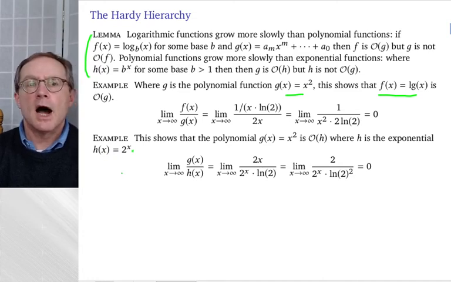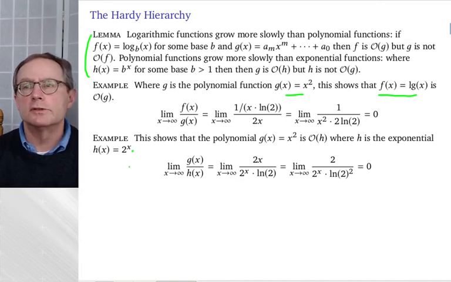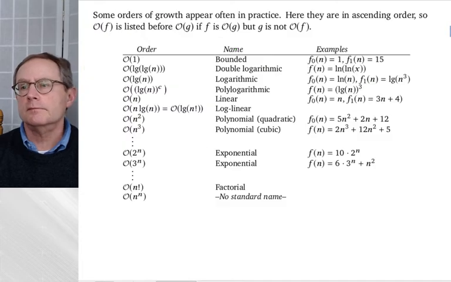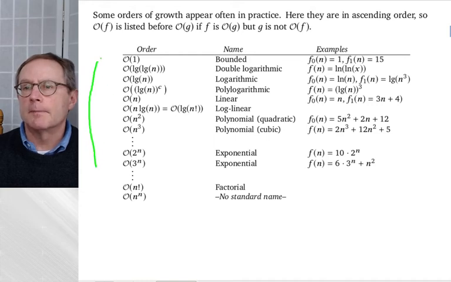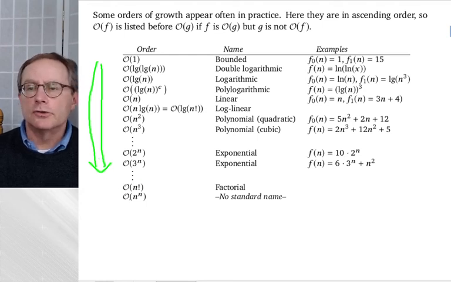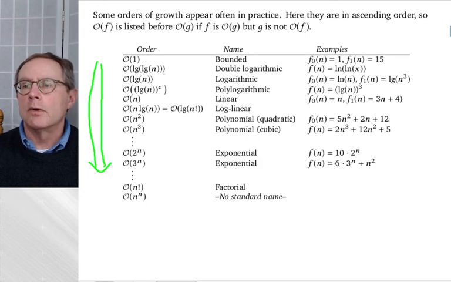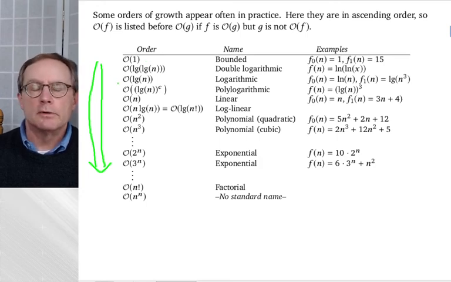So we have a hierarchy. There are some functions that are above other functions, and we don't seem to find functions off to the side, or at least not obviously. That's what this slide tells us here. That tells us that we have a hierarchy of functions. Not a very good arrow. We have a hierarchy of functions where the faster growing functions are down in this table and the slower growing functions are higher in the table.